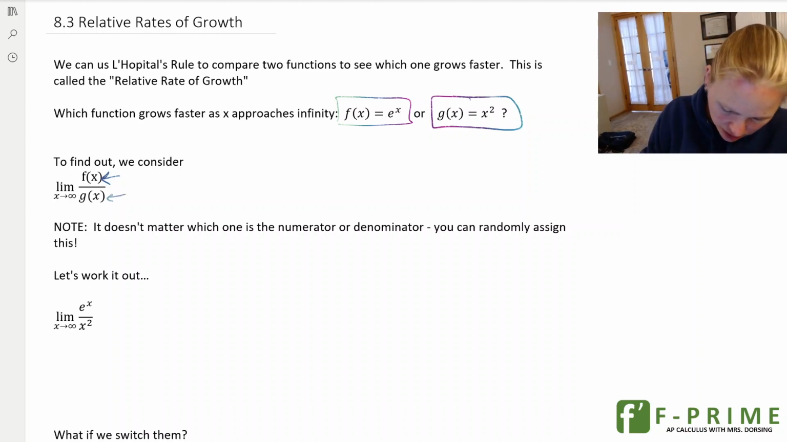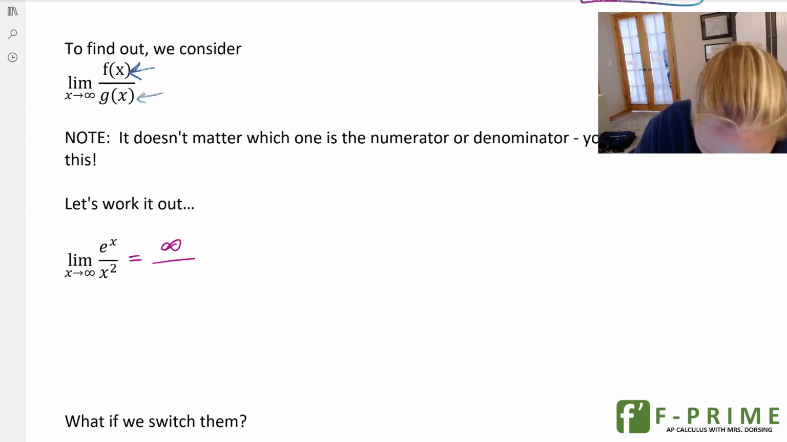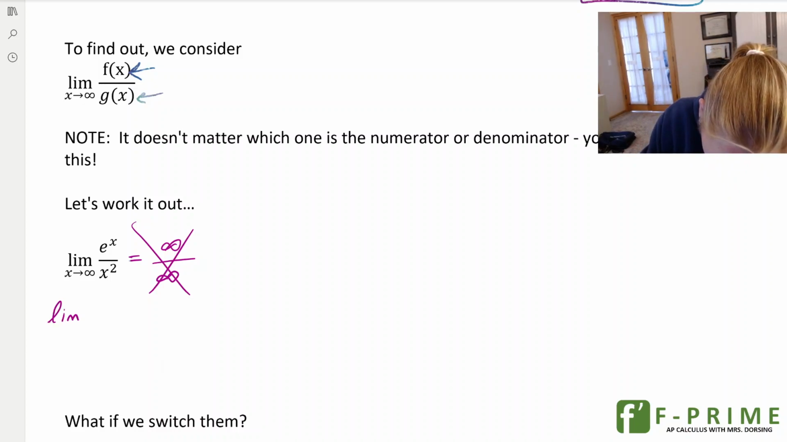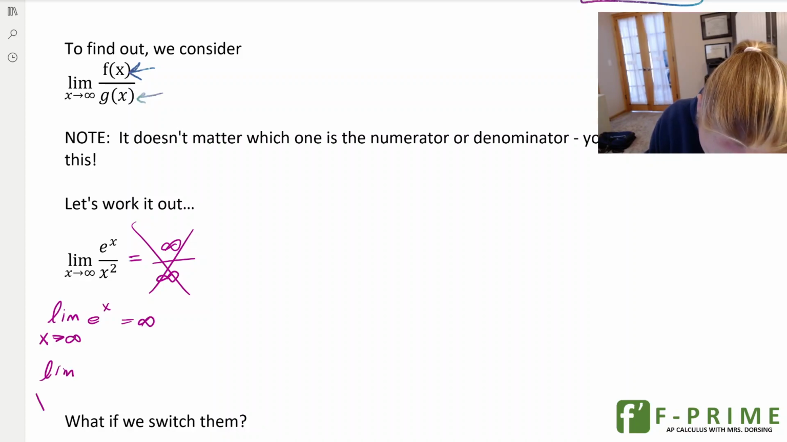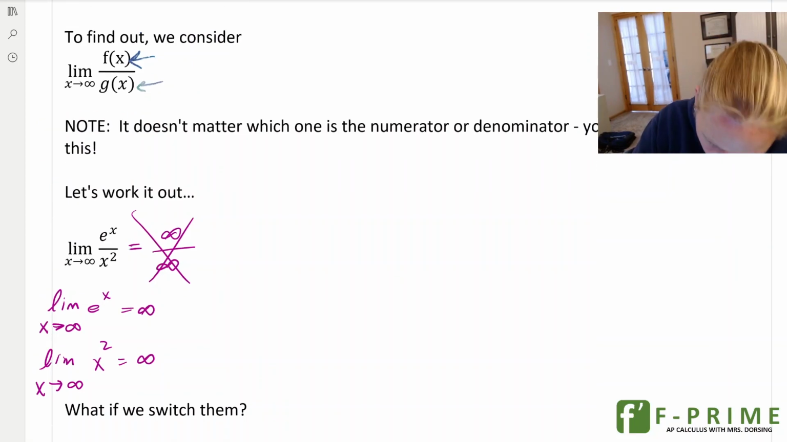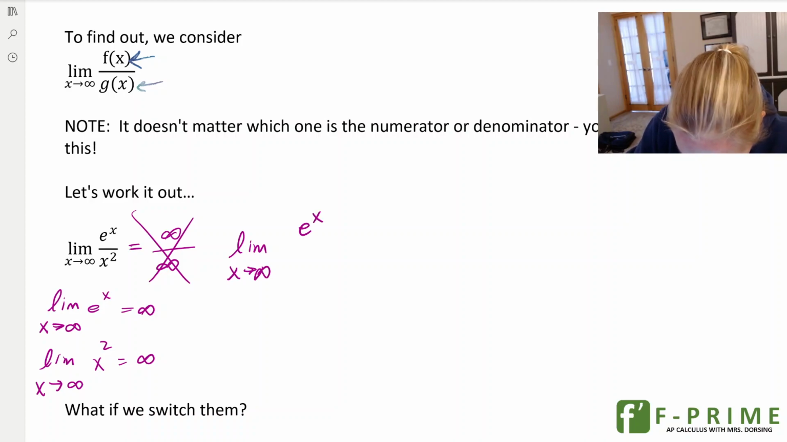Then we evaluate the limit. Here's how it works out. When we deal with this, we're going to get that infinity over infinity situation, which we put an x through right away, because we never say it equals an indeterminate form. We always put an x over it. So the limit as x approaches infinity of e to the x equals infinity, and the limit as x approaches infinity of x squared equals infinity. Then I'm going to use L'Hopital's rule and do my derivatives. So the limit as x approaches infinity of e to the x over 2x.